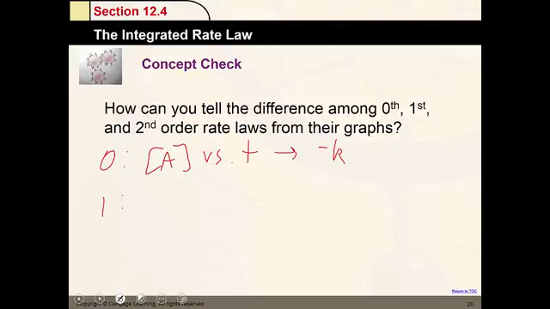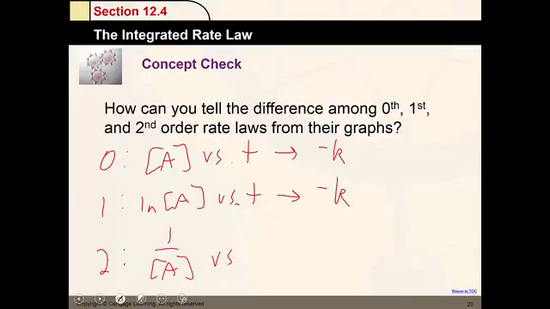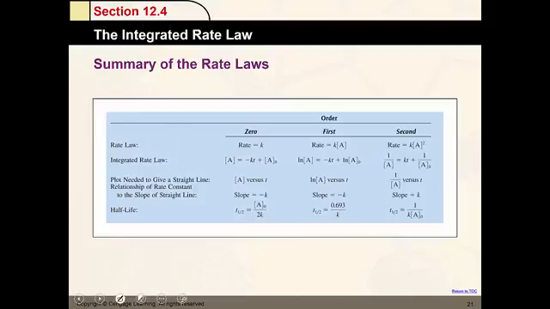For first order, it's the natural log of the concentration versus time that will yield a straight line, with that negative slope being the negative of the rate constant. Then finally, second order, it's the inverse of the concentration versus time that will yield a straight line. And for this one, that slope, that straight line, is k.